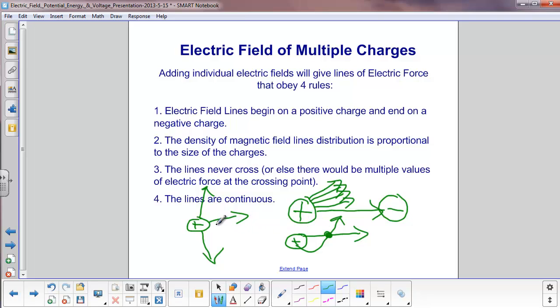And the lines are continuous. That just means there are no breaks in them. For example, a field line doesn't go like this and then pick up over here. It's one continuous line.